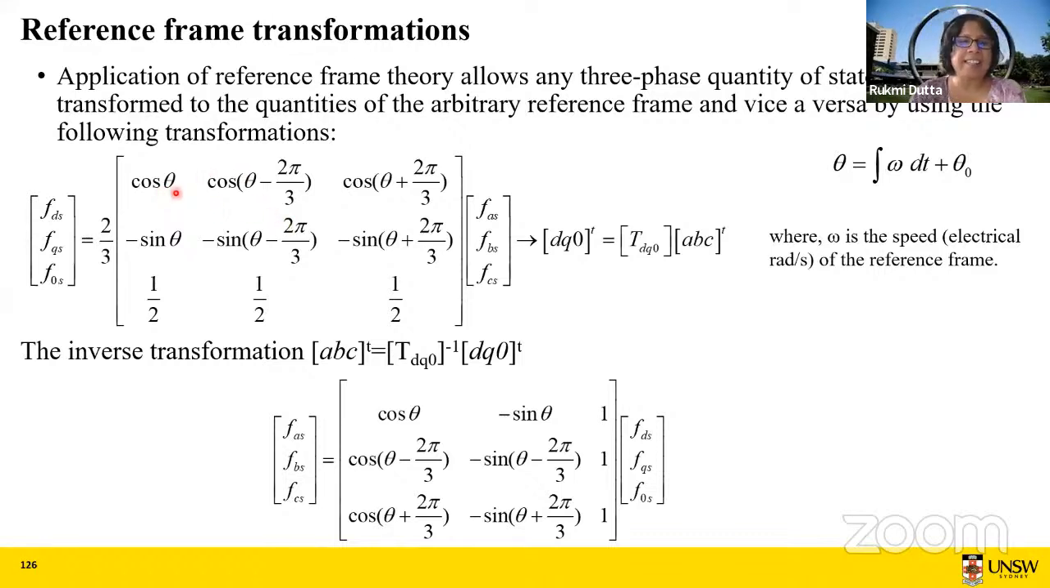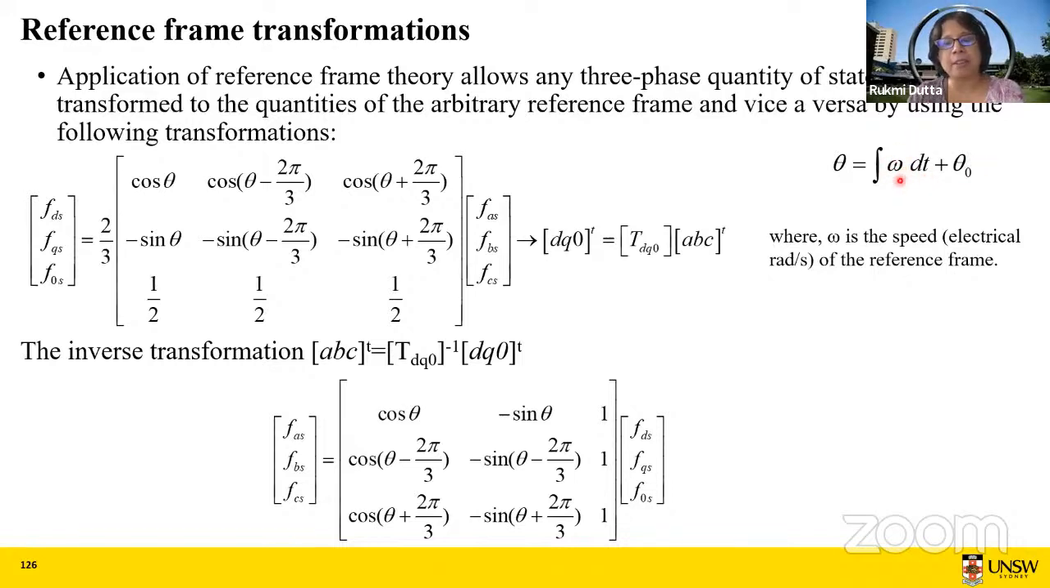Thank you. So how do you define this theta? As you know, d theta dt is the omega. So if we integrate the speed with which our reference frame is rotating, we get a position, and that's that theta. And this omega is the electrical speed. This omega could be the synchronous speed, it could be the rotor speed, it could be even an arbitrary speed, or it could even be zero.